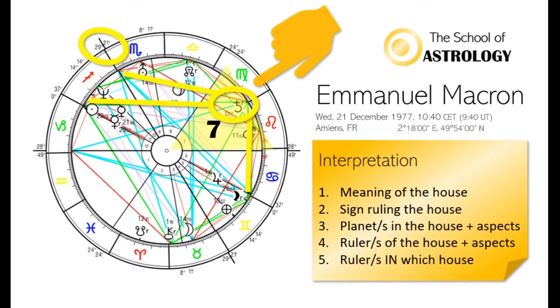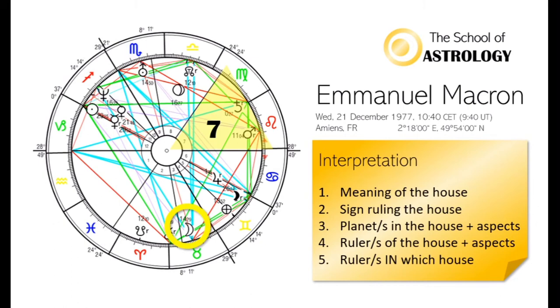Okay, now we have seen the planets in the house and the aspects, and we move on to rule number 4. Now we check the ruler of the 7th house and its aspects. The ruler of the 7th house is the moon, because moon rules Cancer and the 7th house starts in Cancer. For the rulers of the other signs, please refer to the download link in the description. So we follow the same process.